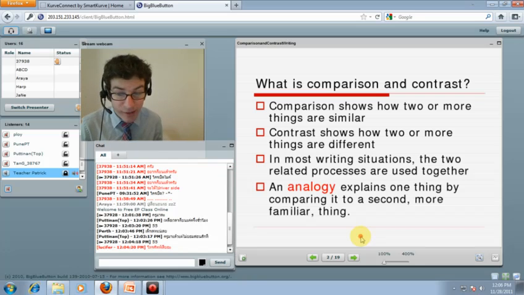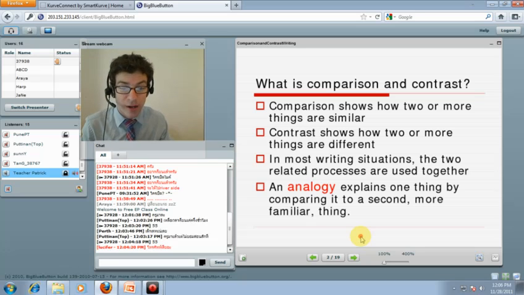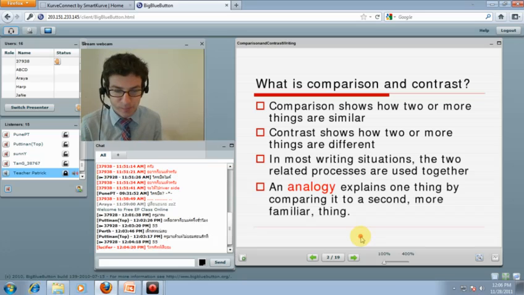In most writing situations, the two related processes are used together. Very good point here. You're not usually just going to write how things are different. You're not usually going to write how things are the same. You're going to write both. You're going to write how two things are different and similar.